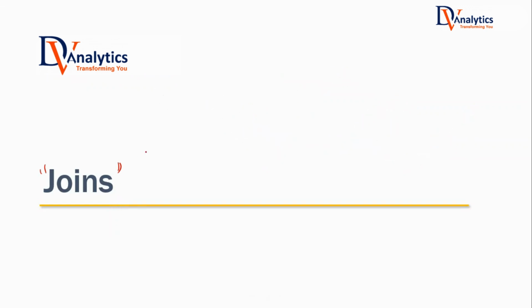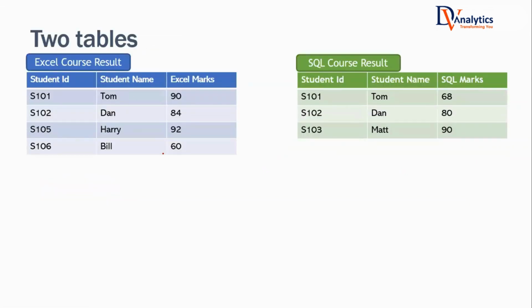First, let us understand the concept of joins using a simple example. Let us suppose there are two sets of students. Set 1: Tom, Dan, Harry, Bill. These are the four students. They have taken the Excel course in a university, or at our institute. Tom, Dan, Matt, they have taken the SQL course.